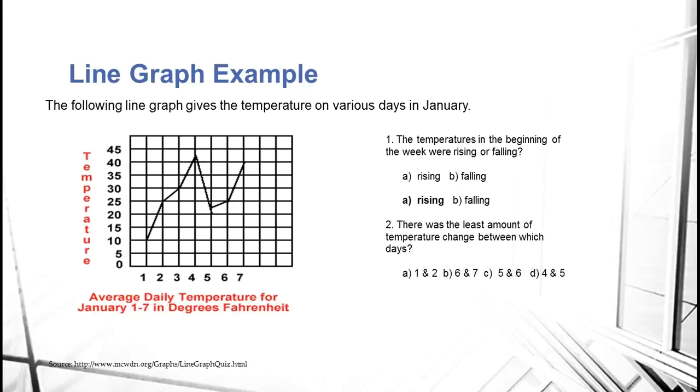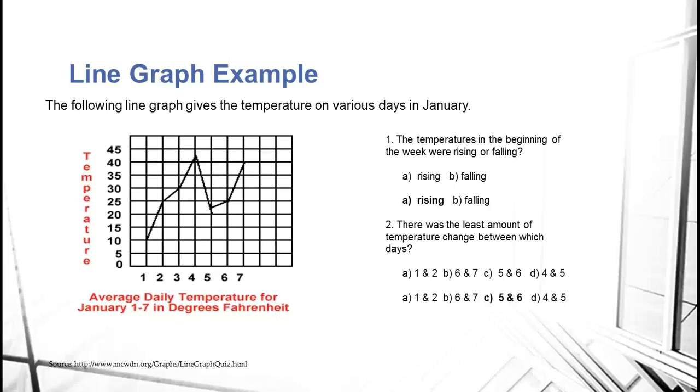There was the least amount of temperature change between which days? And here, of course, it's 5 and 6. So it's where the slope of the line is the flattest. And again, when you have a flat slope, it's not a lot of change. When you have a very steep slope, it's indicating a lot of change in those numbers.